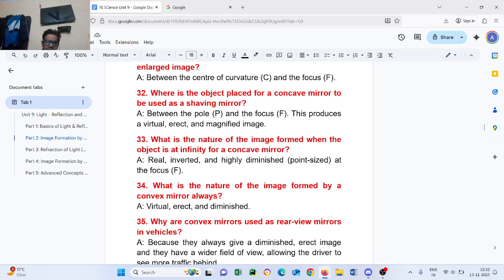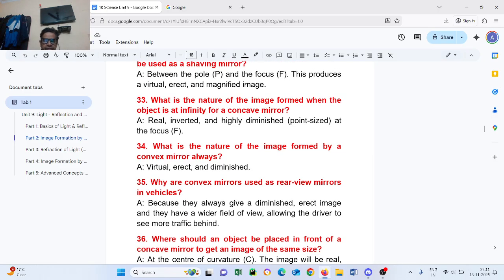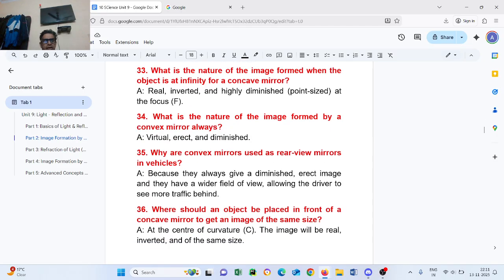Question number 35. Why are convex mirrors used as rear view mirrors? Because they always give a diminished, erect image and they have a wider field of view, allowing the driver to see more traffic behind.